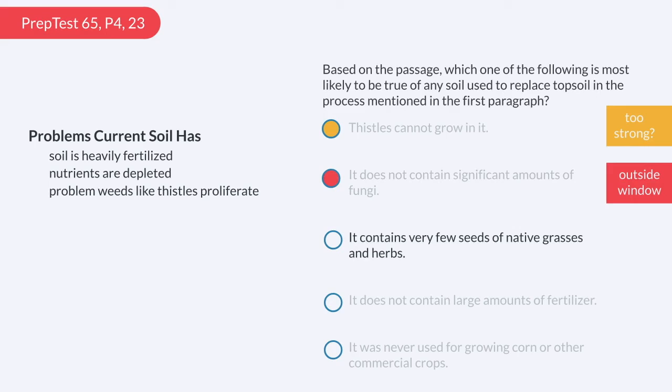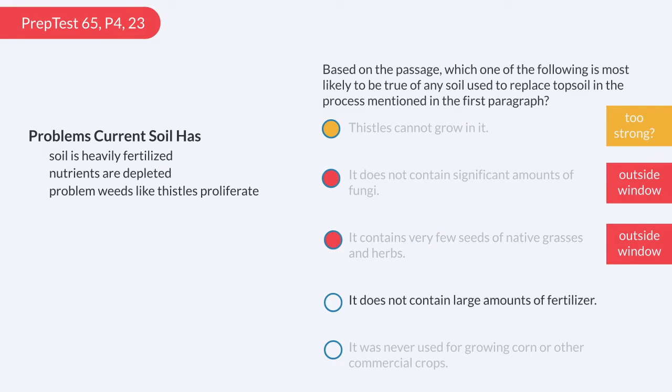It has very few seeds of native grasses and herbs. That doesn't match any of our three things. That's not talking about fertilization, nutrients, or thistles. It also has strong language, so there's a couple things unappealing there. I don't know if I'd feel totally confident it's wrong, but I certainly wouldn't be attracted to it at all.